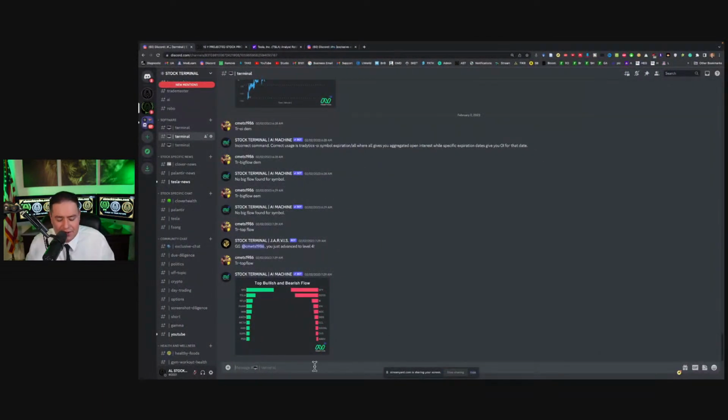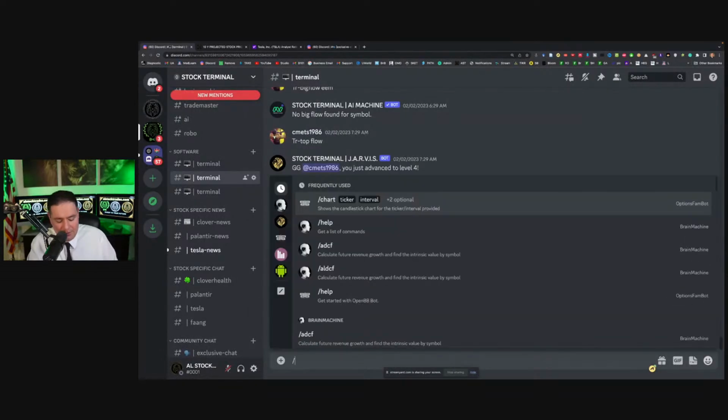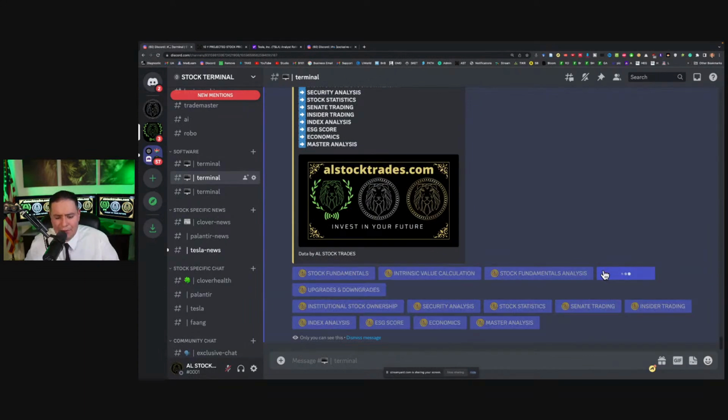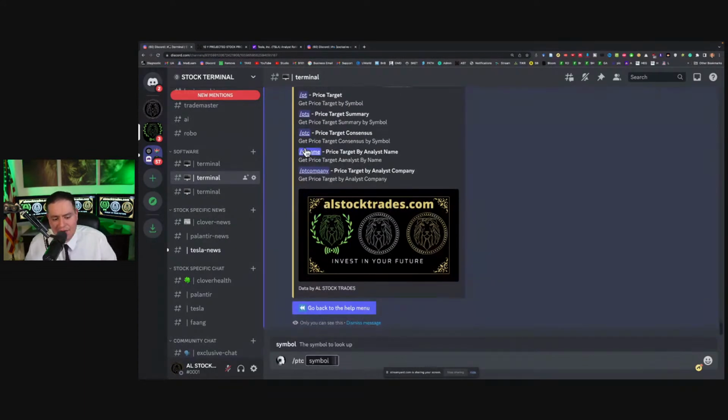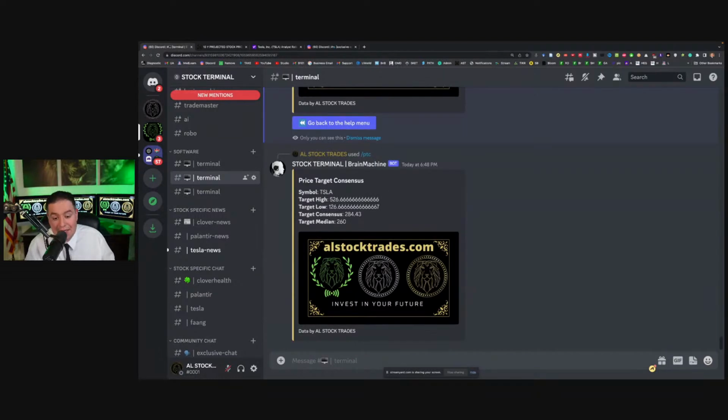First thing that I like to do is zoom in a little bit here, and open up the help menu. I want to look at price target, and the price target of consensus, first off, of what analysts believe the Tesla stock should be worth. So already we have a target consensus of $284, a target low of 126, and a target high of $526 for the Tesla stock, with a median of 260.